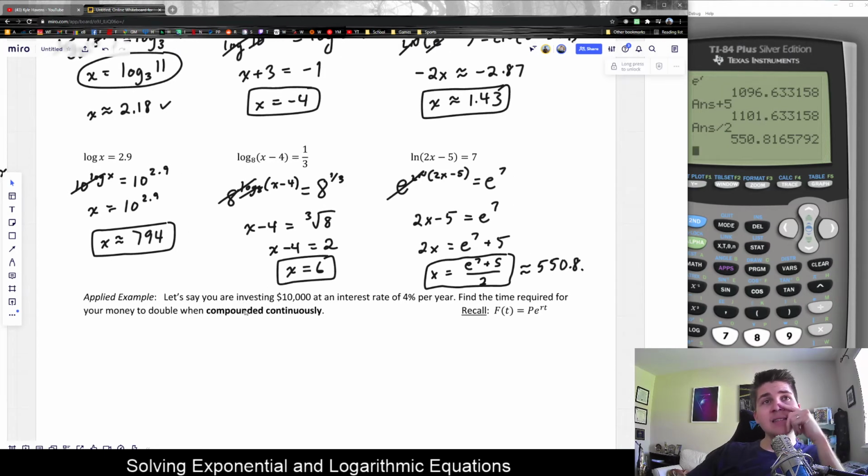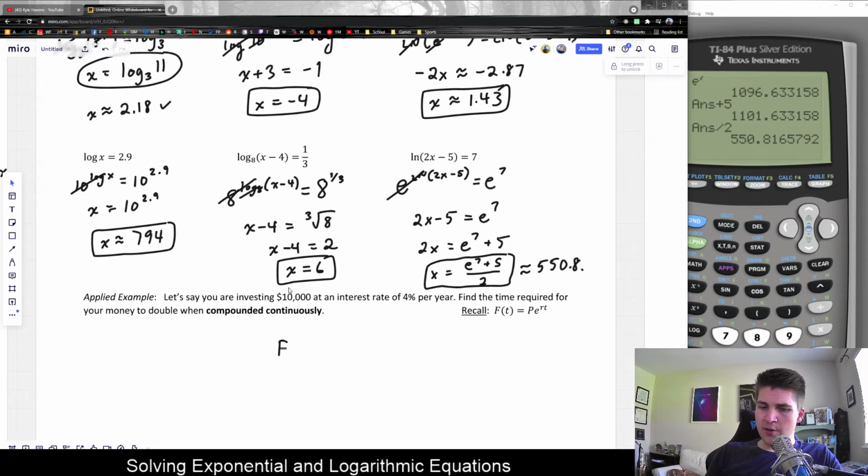So let's say that you're investing $10,000 into an account that has an interest rate of 4%. Let's assume it's compounded continuously, but basically let's just say it's growing exponentially, which is how interest almost always works. Now, it's not usually continuous, but it's a good approximation. It says find the time required for your money to double, aka what's the doubling time in this sort of situation. So basically, our principal value is 10,000.